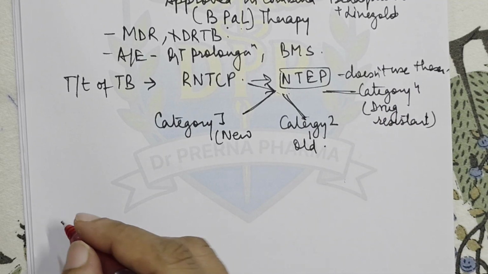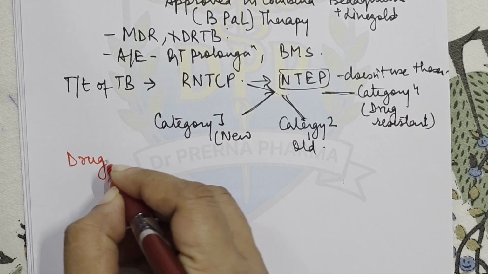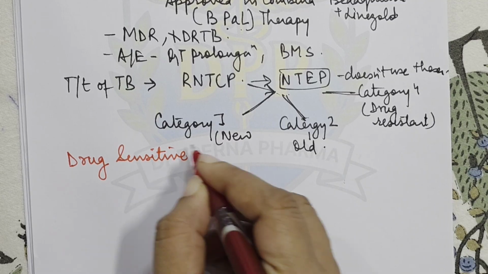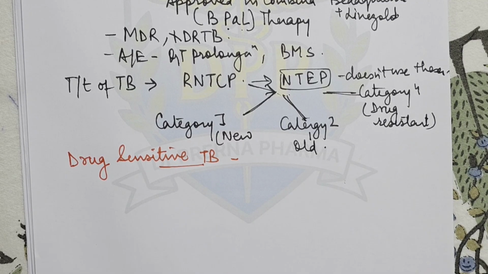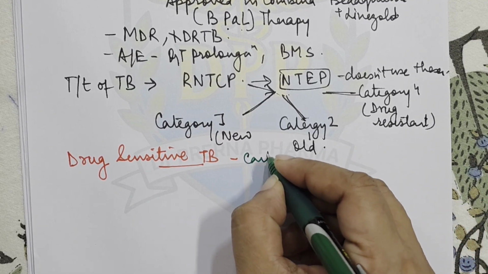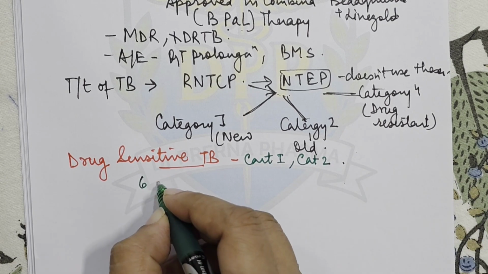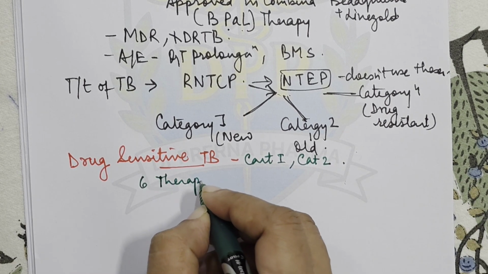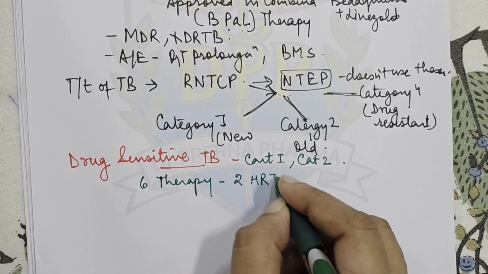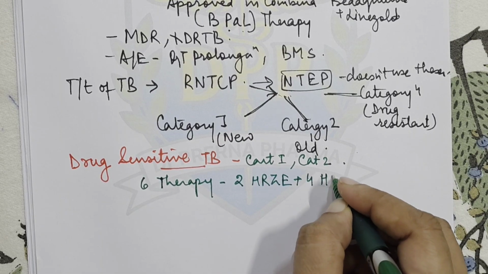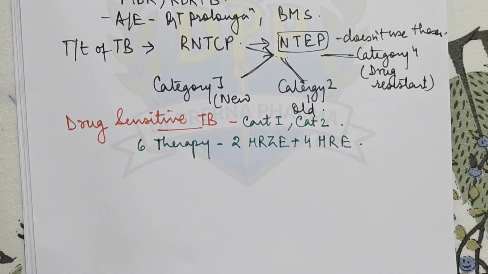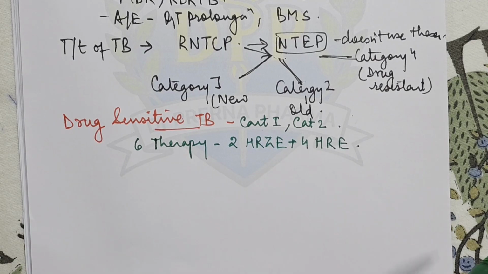Now let us see the treatment for drug sensitive TB. In drug sensitive TB, all patients, whether they are category 1 or category 2, are treated with 6 months of therapy, in which there are 2 months of HRZE plus 4 months of HRE. So this is the therapy for drug sensitive TB, including new as well as old patients.